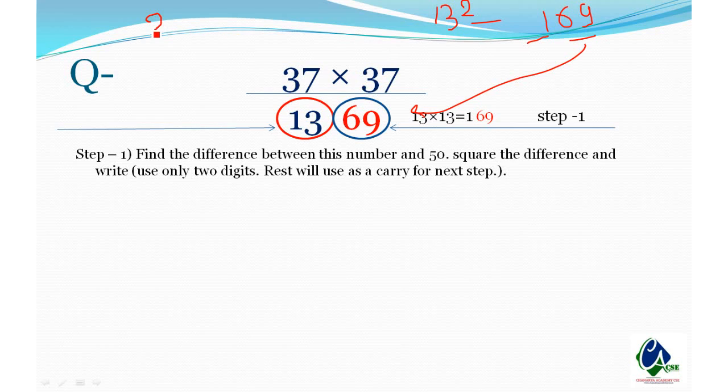Add minus this number difference 13 to 25, because this number is below 50. Minus this number from 25, you get 12 and you have a 1 carry. Add here and 13. This is the square of 37. See our next rule.